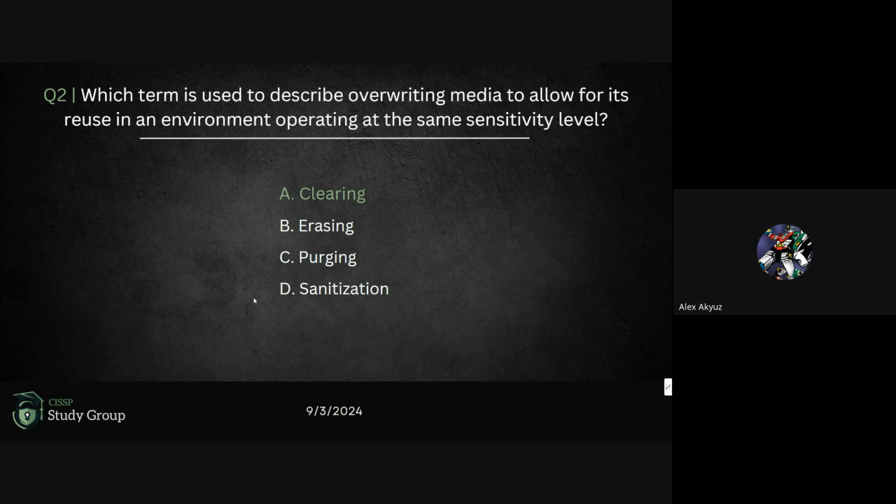I picked purging. I was one of the people that voted on that because at work, I work in IT, and when a user gives up their PC, their laptop, we send it to the warehouse to be purged of all the data, and then we re-image the machine for the purposes of giving it to another user. So I guess that's where I got confused with this question.